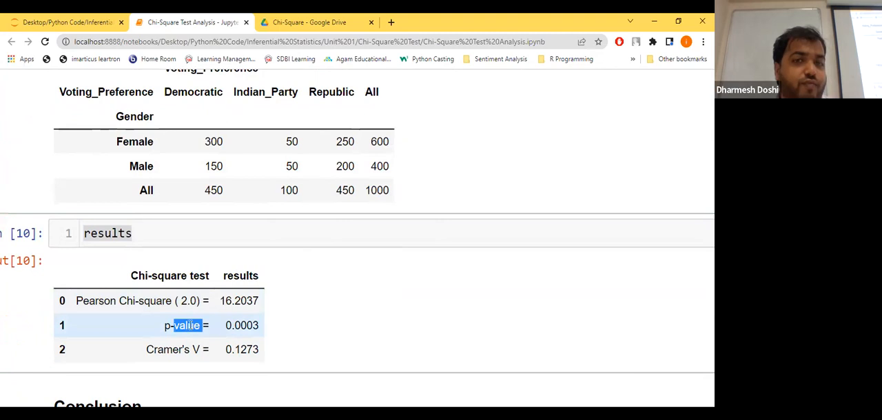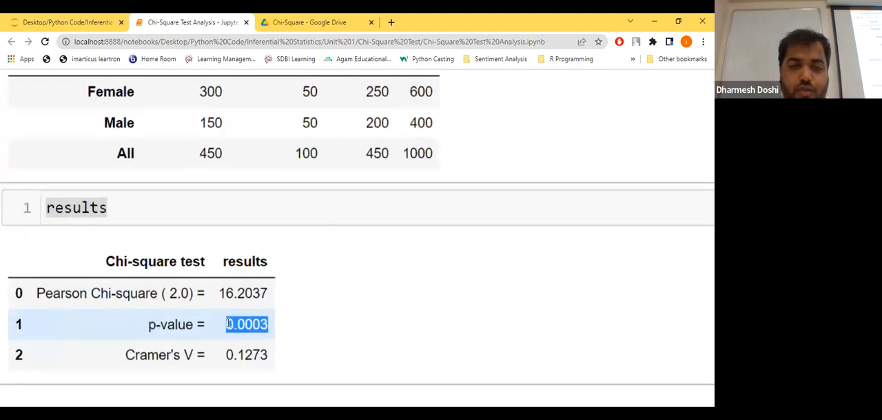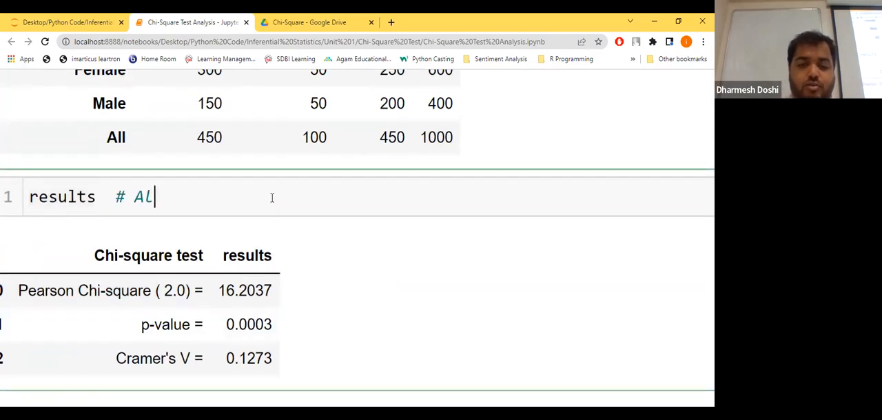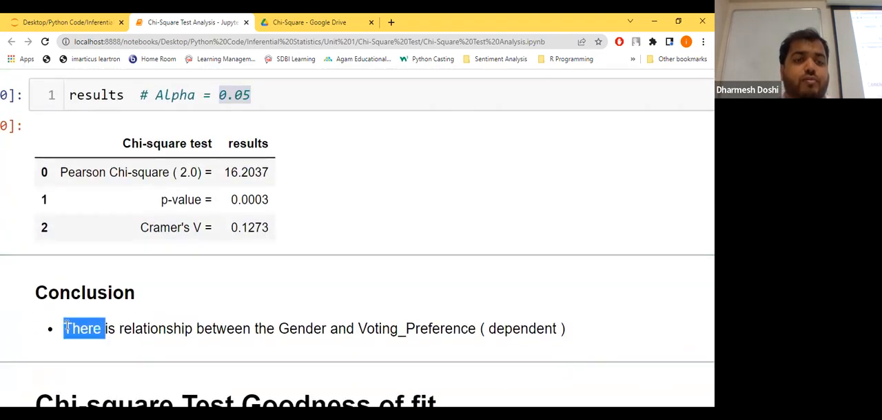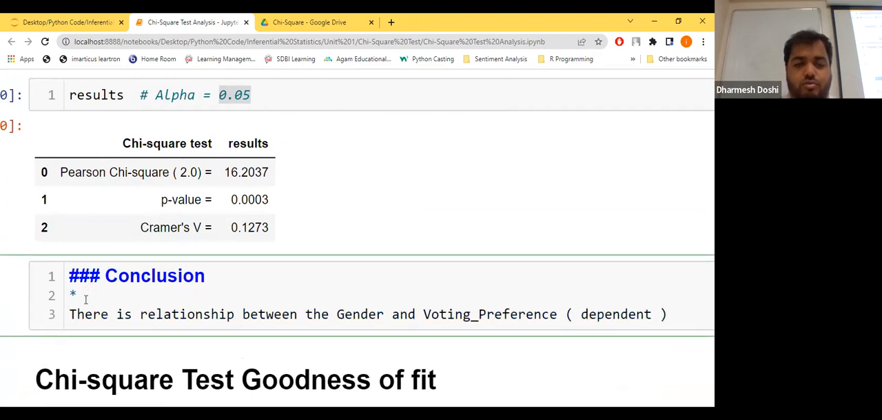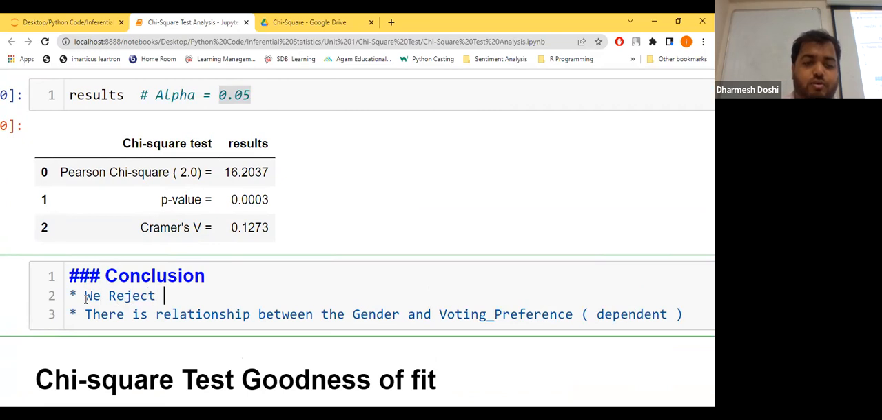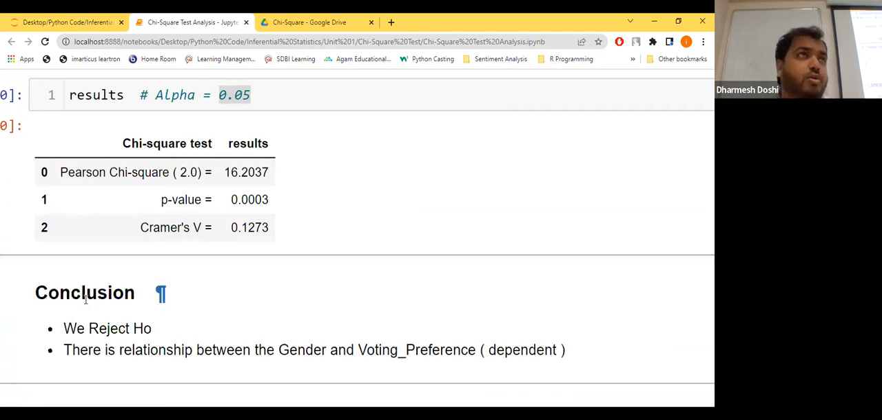Here we are working in software, so we look at p-value. Can I say p-value is 0.03 and we take alpha as 0.05, given in the question? Can I say p-value is less than alpha? So we reject H0. You'll be right. We reject H0 and conclude there is a relation between gender and voting preference. Clear, guys?